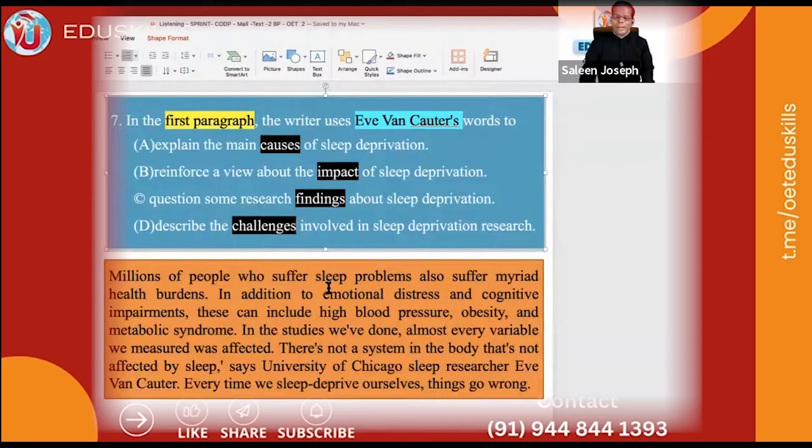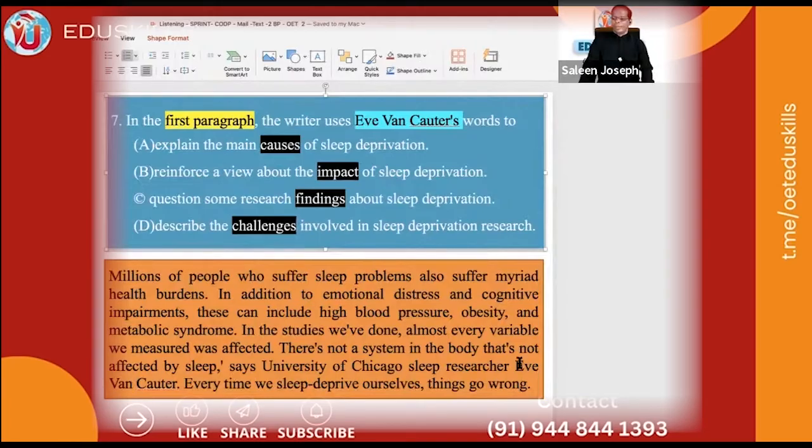So please read this small paragraph, the first paragraph on sleep deprivation. Millions of people who suffer sleep problems also suffer myriad health burdens. In addition to emotional distress and cognitive impairments, these can include high blood pressure, obesity, and metabolic syndrome. In the studies we have done, almost every variable we measured was affected. There is not a system in the body that's not affected by sleep, says University of Chicago sleep researcher Vann Carter. Every time we sleep deprive ourselves, things go wrong.